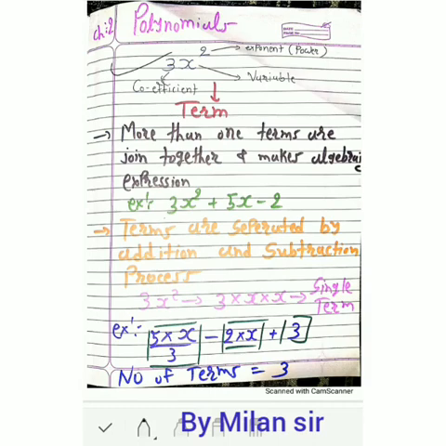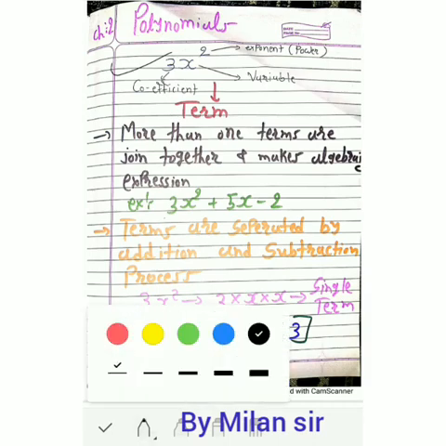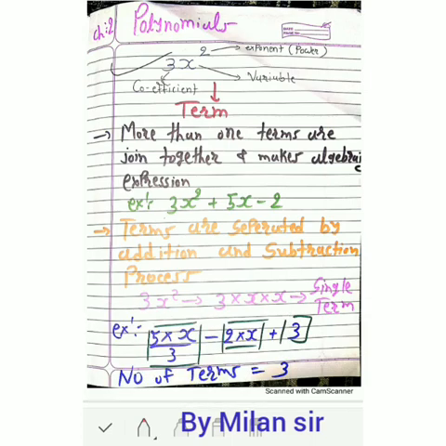3x square. Now in that, there are total three things. First of all, this 3 is called the coefficient. Second, x is called the variable, and 2 is our exponent. You can also say power. Exponent and power both are the same.